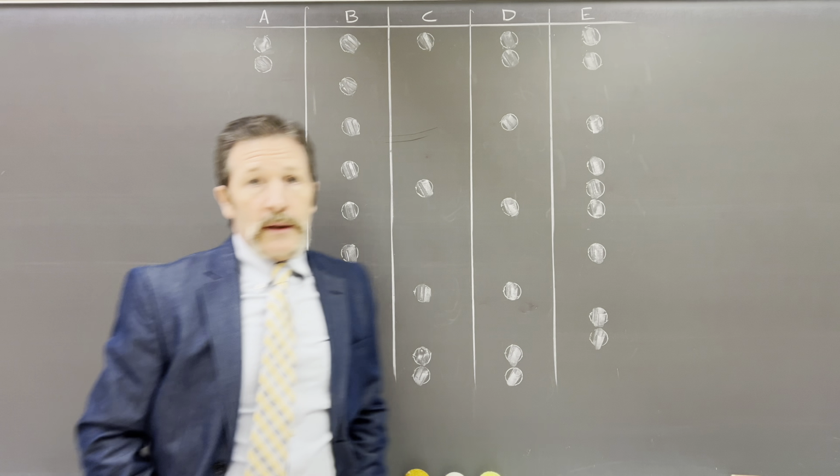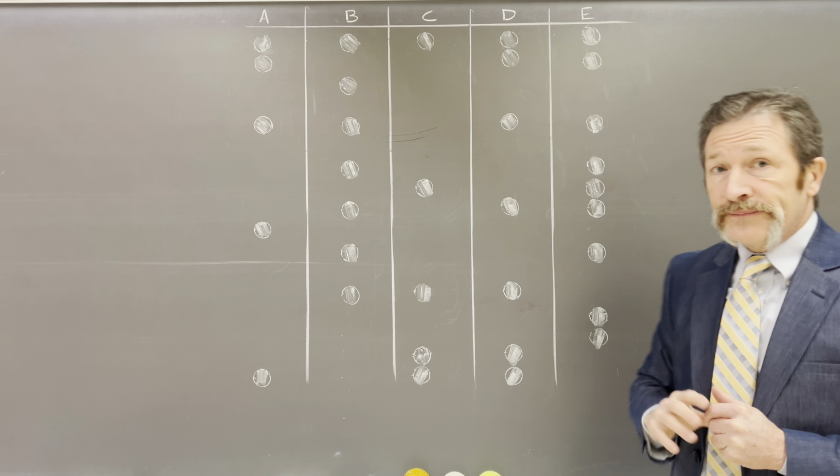All right, let's go through these. Ball is dropping from a high place. We're taking a picture every second or whatever interval that might happen to be. We've got A, B, C, D, and E.